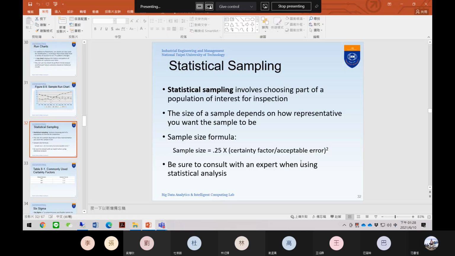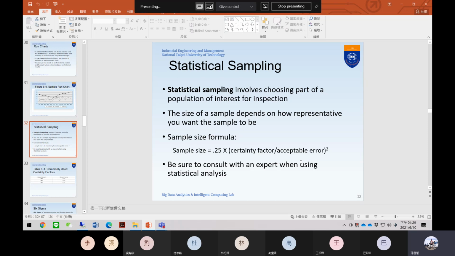So we inspect only part of the population of interest, since we are not able to perform 100% inspection, which is not possible. So the size of the sample depends on how representative you want the sample to be. For example, for a batch size of 500 units, you may just take 10 or 20 of them. You couldn't sample much more than that.